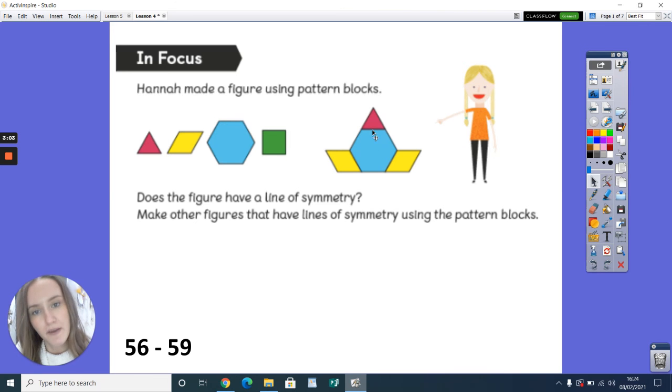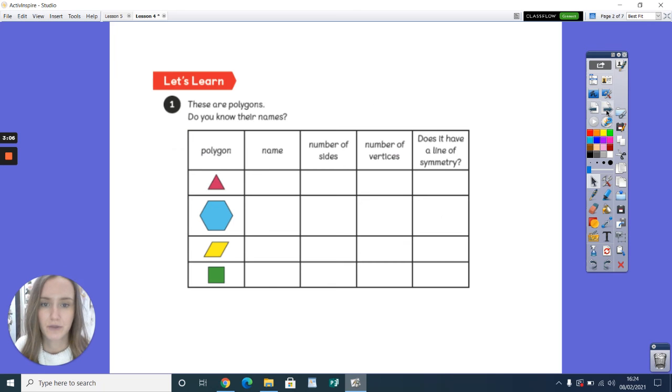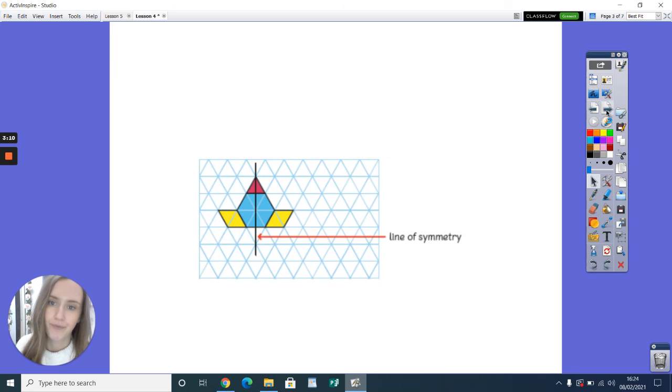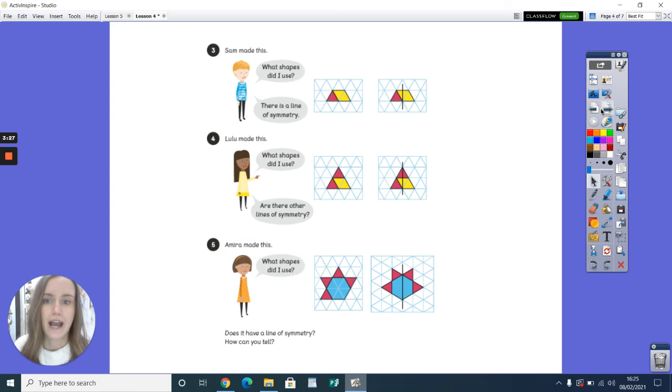So Hannah has built this shape, and her shape is symmetrical. So we've had a recap of the different shapes she's used. Yeah, there we are. There's our line of symmetry going down. If you were in school, we would have had you cutting it out really large, and had you folding it. But we're at home, we can clearly see that we can fold it in half.